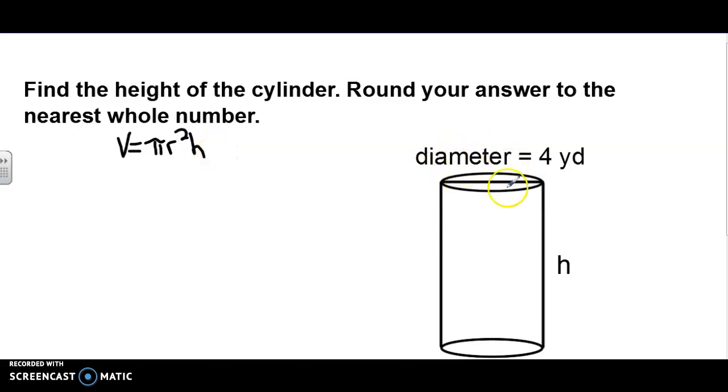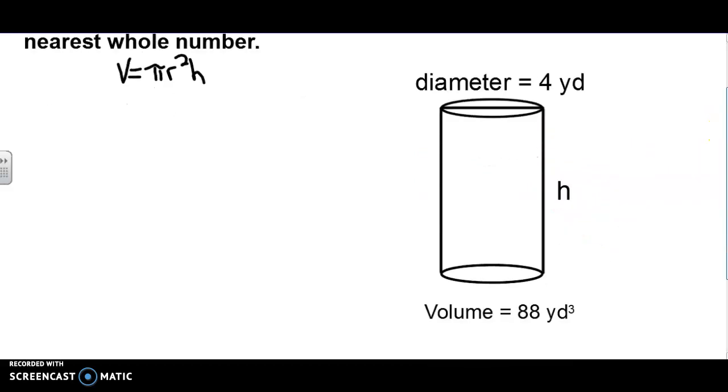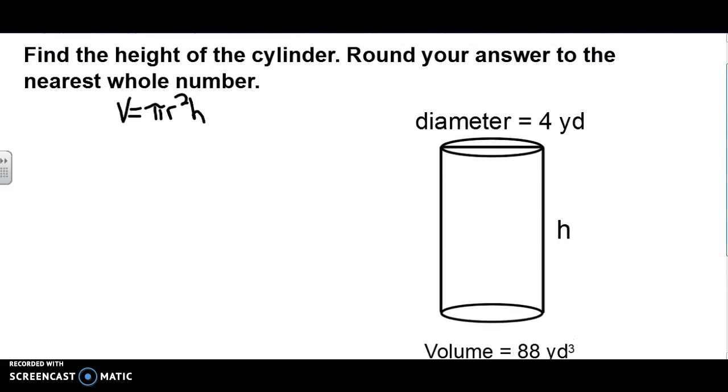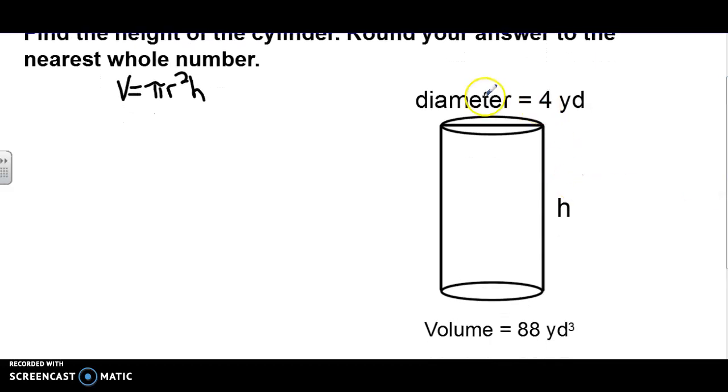So right away I notice that they're giving me the diameter. They're not giving me the h, but they're giving me the volume. So there's a couple other things I have to do here. The question says, find the height of the cylinder. So I'm no longer finding the volume. Also, they're giving me the diameter, so I have a couple things I have to do.